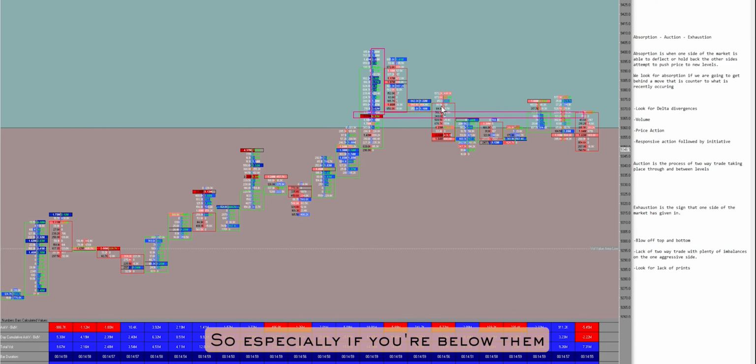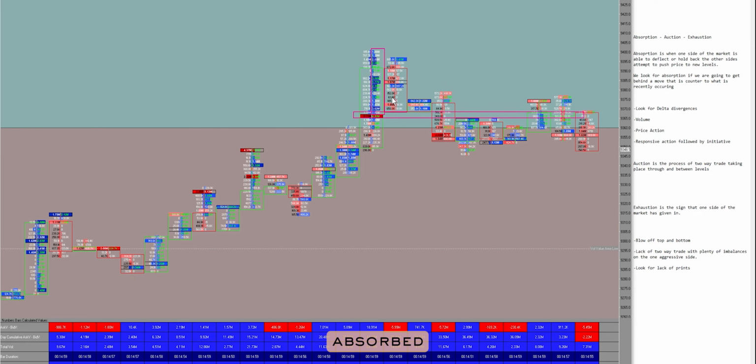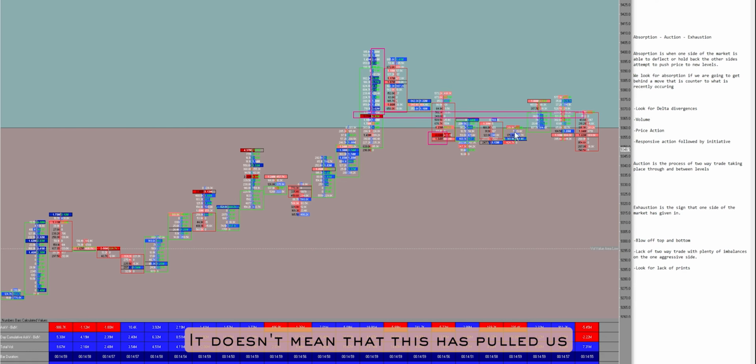So especially if you're below them, and we're starting to see that this is clearly absorbed because buyers are unable to move it higher, and now we're starting to see aggressive sellers start coming into the market. But it's good because we still have clearly a passive buyer. It doesn't mean that this has pulled us all the way down. We're respecting the top side of this range.